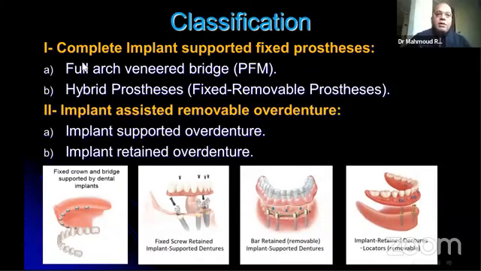First, we will talk about the complete implant-supported fixed prosthesis. It will be divided into full arch veneered bridge, PFM bridge. The second type is hybrid prosthesis or fixed-removable prosthesis. Then we will talk about implant-assisted overdenture, removable overdenture. It is divided into implant-supported overdenture and implant-retained overdenture.